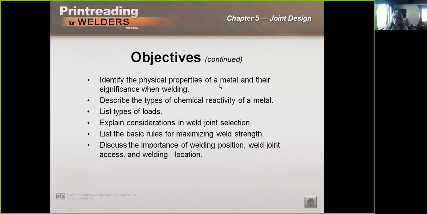We've got a few more things we're going to accomplish in this chapter. We're going to identify the physical properties of a metal and why we care about that in welding. We're going to describe some types of chemical reactivity of a metal.